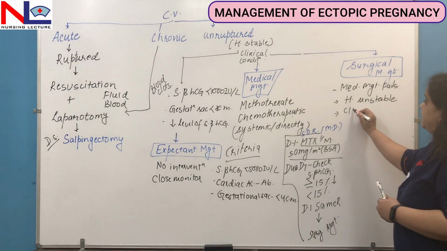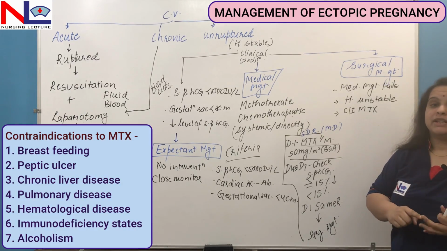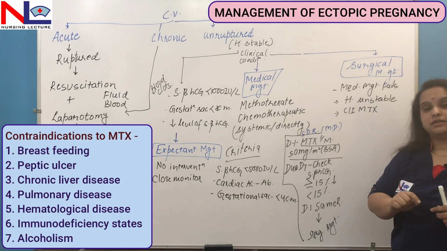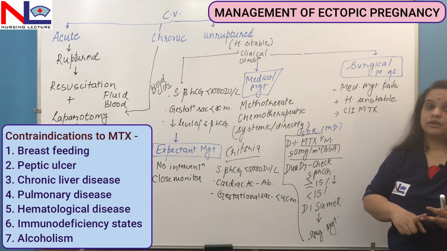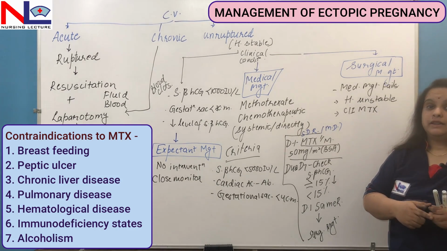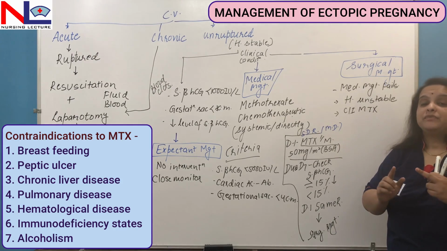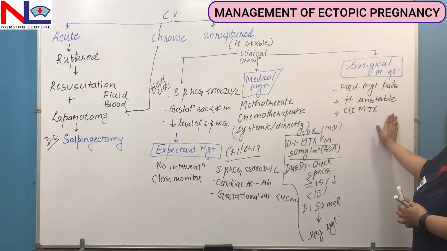And if there are contraindications with methotrexate, there are certain contraindications where we cannot give this drug, like if the woman is breastfeeding, or if she has any peptic ulcers or any other hepatic, pulmonary or hematological disorders, she is immunodeficient, or if she is consuming a lot of alcohol. In such women we cannot prescribe methotrexate, and these are the contraindications. So in these conditions we can go with the surgical management.